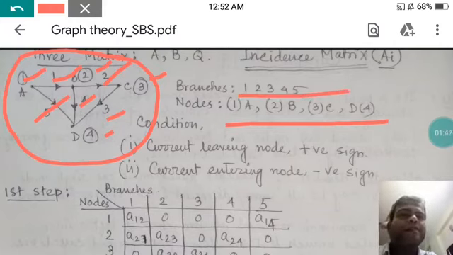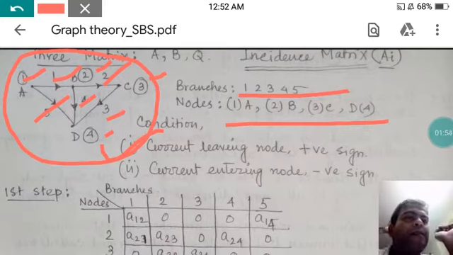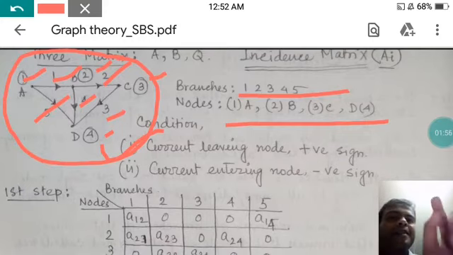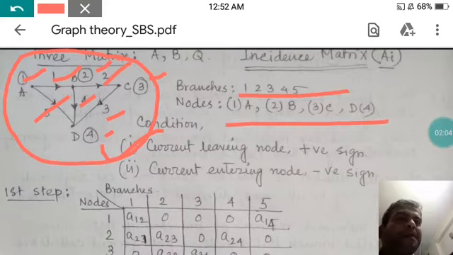Now what is the condition to make an incidence matrix? If the current is leaving a node, it must have the positive sign. Here, the current is leaving node number 1, so with respect to node 1, the coefficient of that particular matrix should have a positive sign.